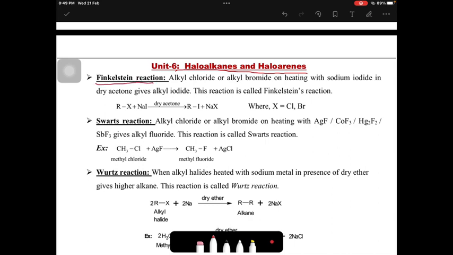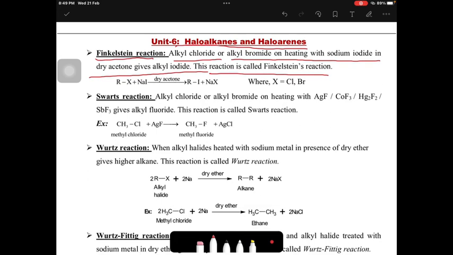Finkelstein reaction: alkyl chloride or alkyl bromide on heating with sodium iodide in dry acetone gives alkyl iodide. This reaction is called the Finkelstein reaction. General reaction: RX + NaI in dry acetone gives RI + NaX, where X is chlorine or bromine.